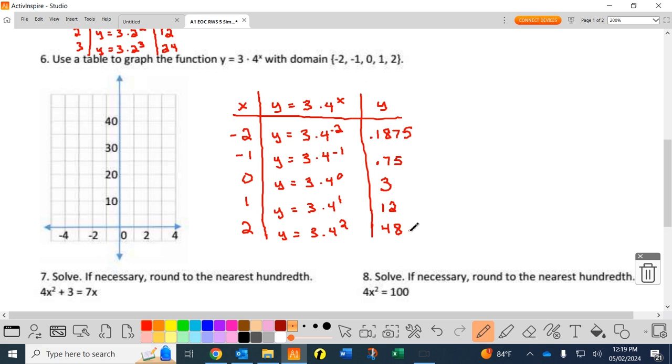Okay, now let's go to graph them. So remember, X's tell you to go left or right, the Y's tell you to go up or down.